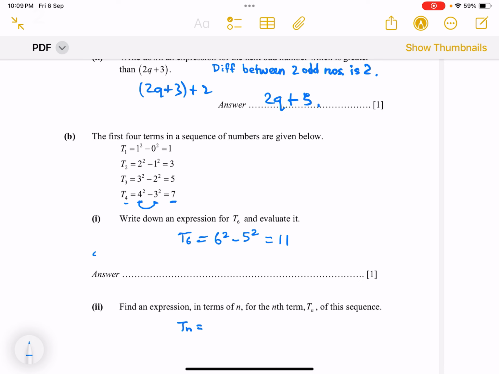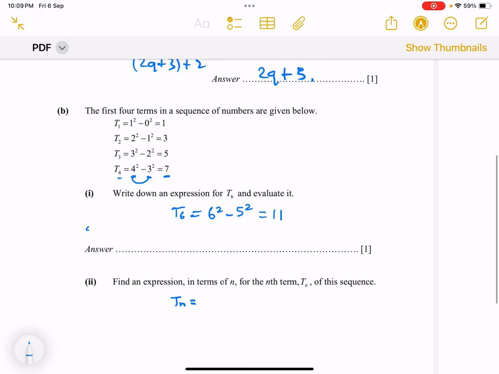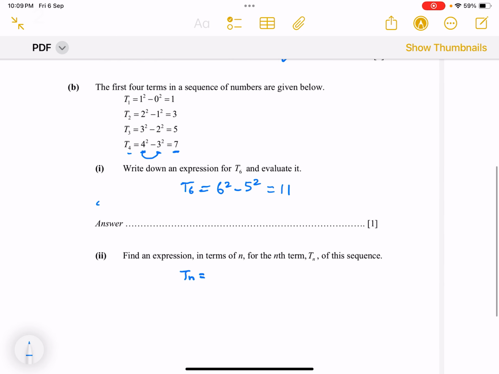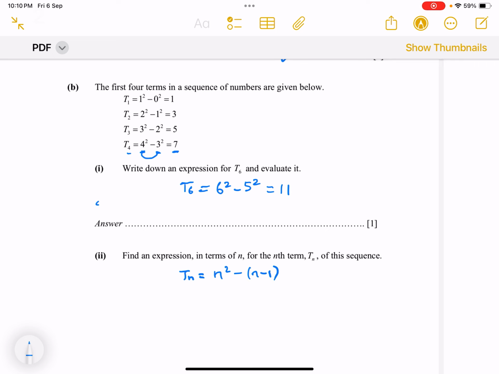We have to write it exactly the way all the other numbers are shown. And therefore, Tn. Now, Tn again is n squared minus 1 less n minus 1. And then we add the two numbers. Right, so that will be the nth term of the sequence.